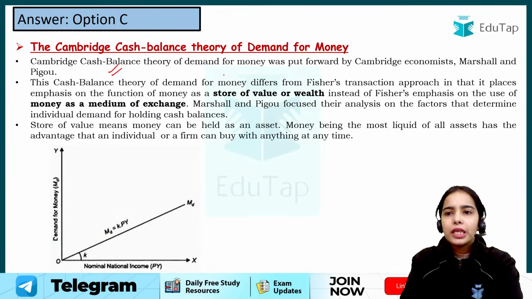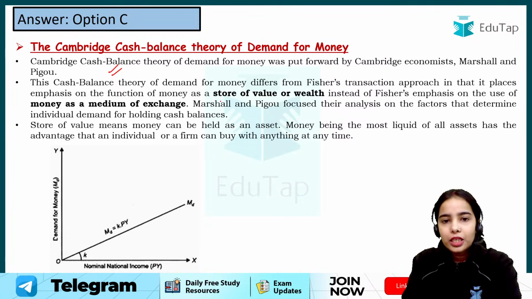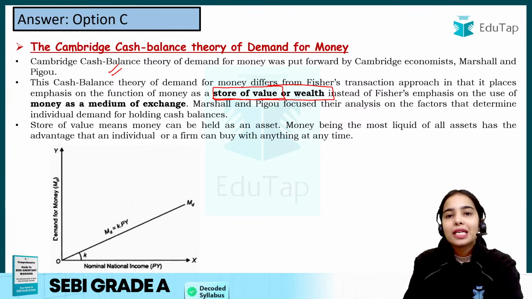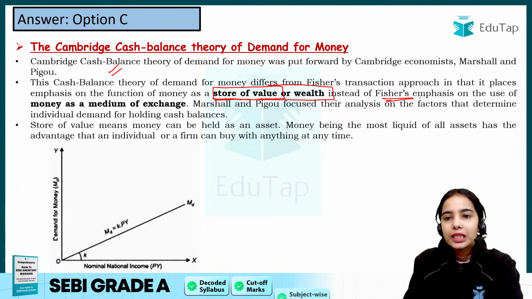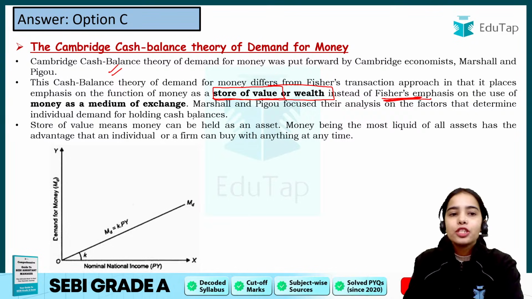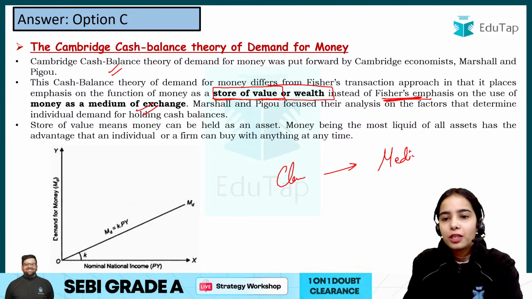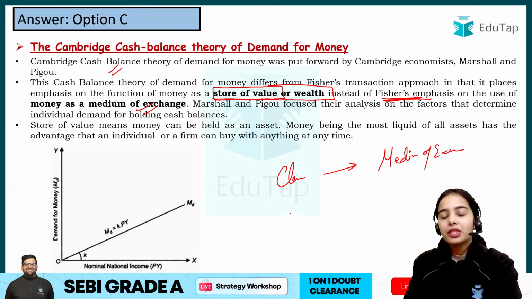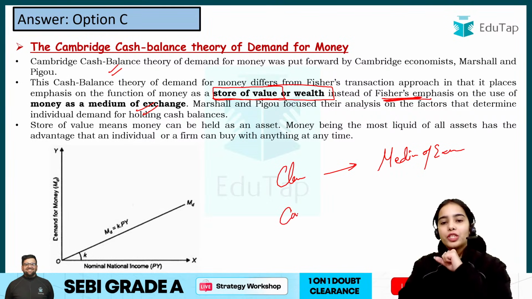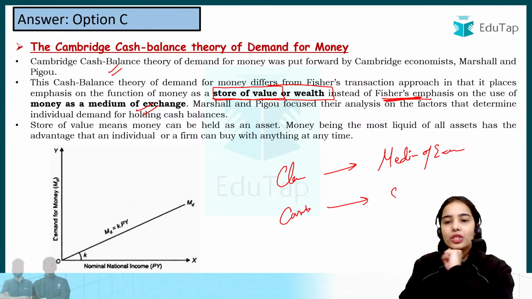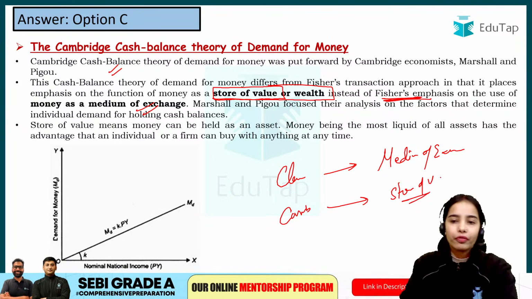Cambridge economists like Marshall, Pigou, they said that the money is used as a store of value or wealth, because money has the inherent value. So money functions as the store of value, while Fisher and the other classical economists believed that money is used only as a medium of exchange. So classical economists believed money is used as a medium of exchange for the transaction purposes, while the Cambridge economist believes that money is used as a store of value, as a store of wealth.